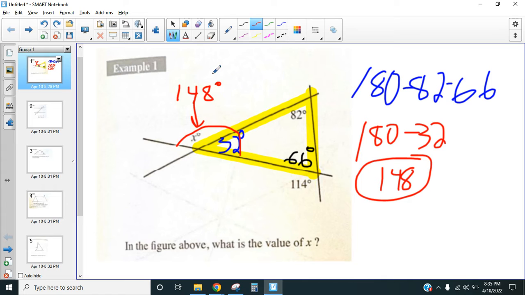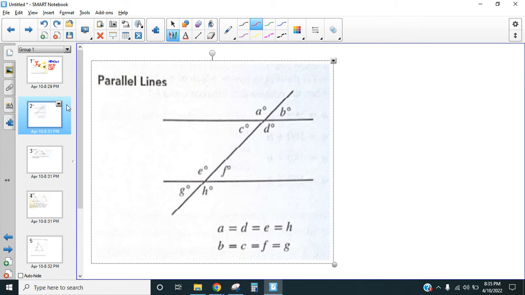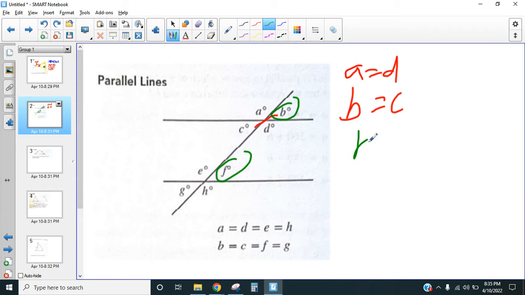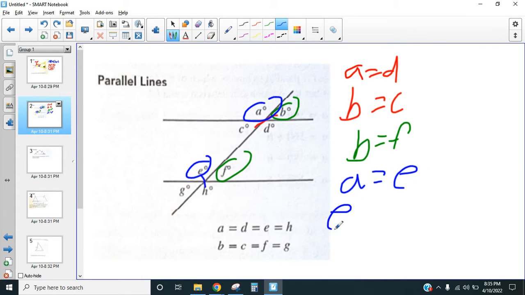All right, so on to the next one. Here's the next thing they tell us in the top right of that page. It talks about parallel lines, right? And in here we can see that the vertical angles like this, A and D, we could say A equals D. We could say B equals C. And then down here we could say B is equal to F. And we could also say A is equal to E. Now follow along, and then E is equal to H.